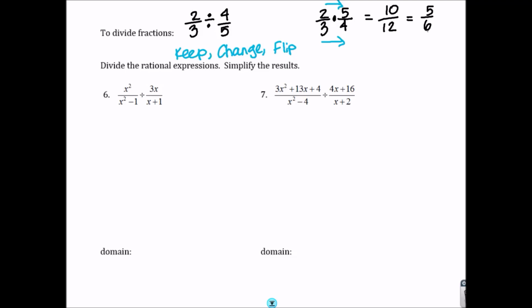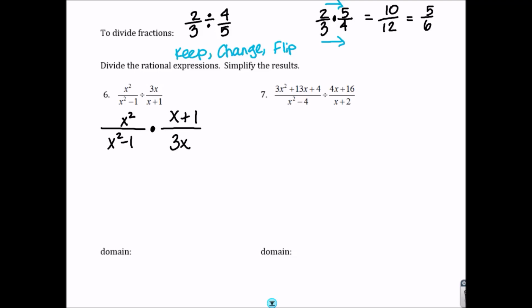So dividing rational expressions will follow the same rules. So I'm going to keep this first fraction the same in problem number 6. Then I'm going to change the division to multiplication and flip the second fraction. Then I'll do this just like I did the multiplication problems.